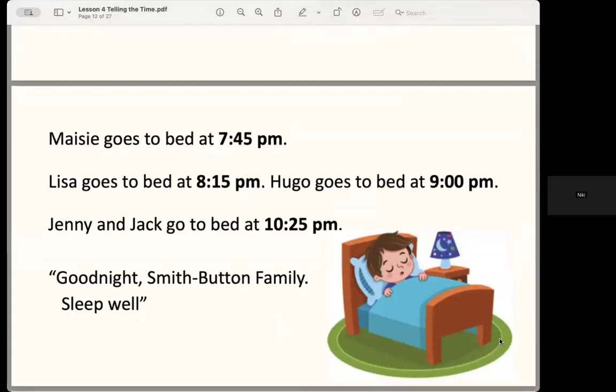Maisie goes to bed at 7:45 p.m. Lisa goes to bed at 8:15 p.m. and Hugo goes to bed at 9 p.m. Jenny and Jack go to bed at 10:25 p.m. Good night, Smith-Button family. Sleep well.